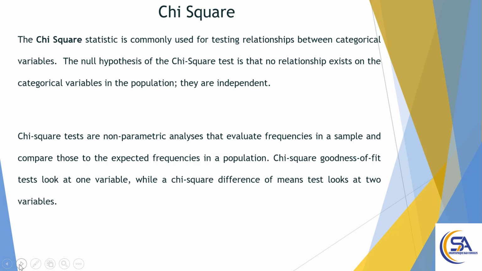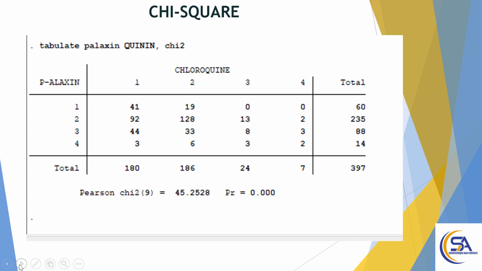Now, chi-square is basically for non-parametric analysis. So it means you have to check if your variables are normally distributed or otherwise before you adopt this chi-square. The goodness of fit test looks at one variable, while the chi-square difference of means test looks at two variables. So it depends on which you are doing, like goodness of fit or difference of means.